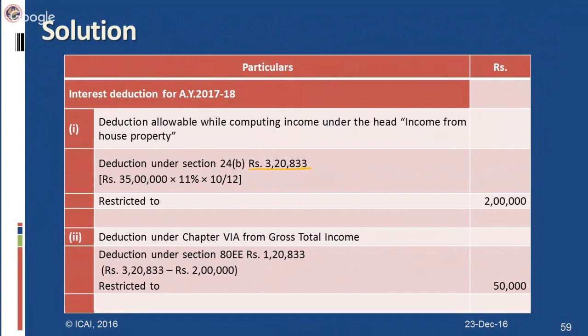He can claim both the deductions. So up to 2 lakh, he can claim under income from house property, and up to 50,000, he can claim a deduction under Chapter 6A. So he will be eligible for a total deduction of 2,50,000 in respect of the interest on housing loan for acquiring a self-occupied house property.